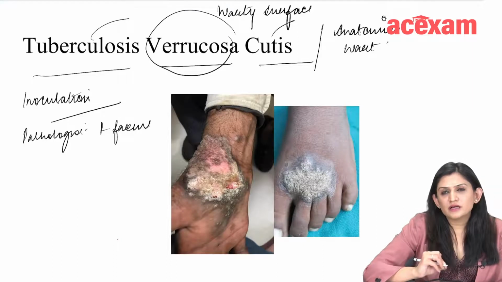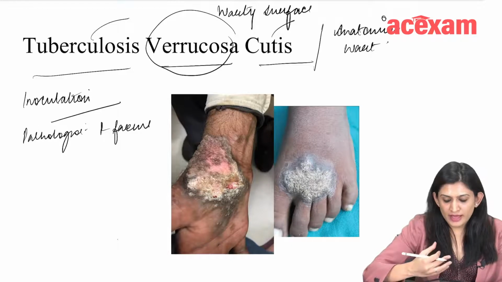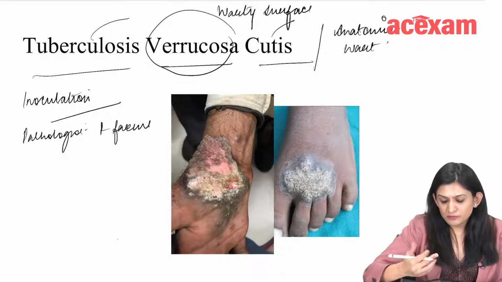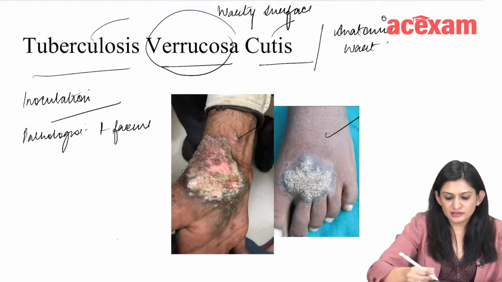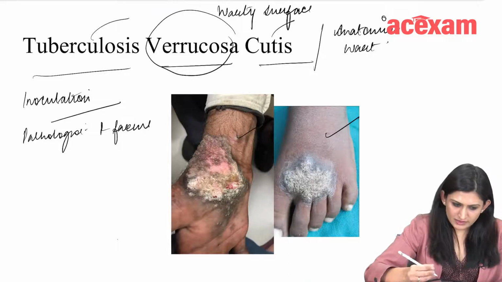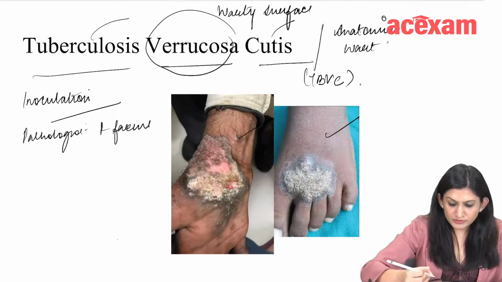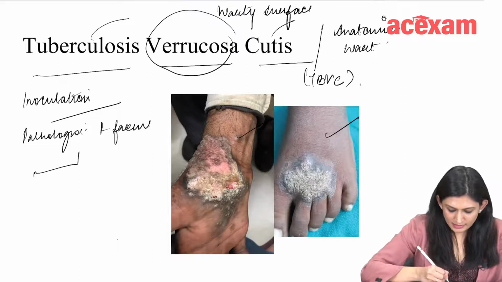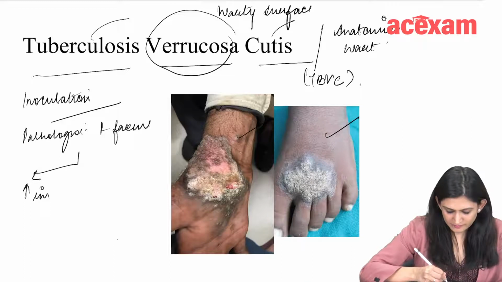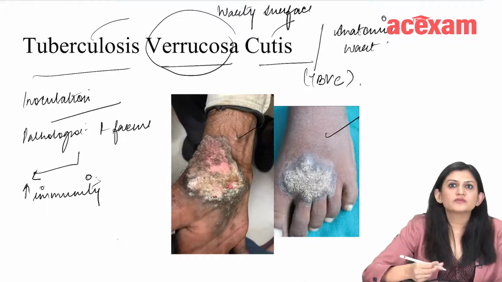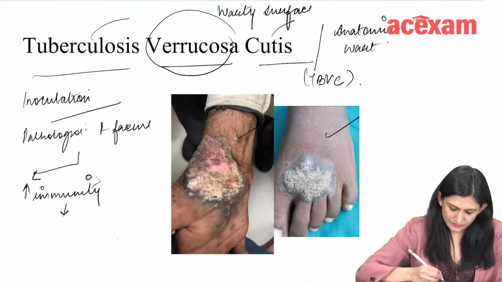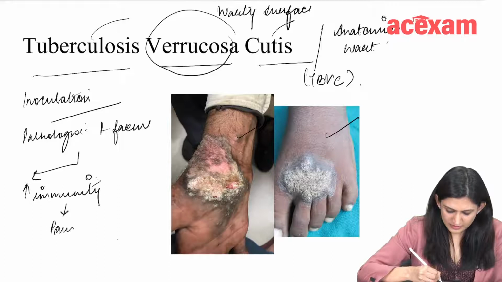Where would these lesions occur? All the exposed areas, so hands and feet, and the trauma-prone areas, would be the areas affected by TBVC, or tuberculosis verrucosa cutis. As we just discussed, TBVC will be caused in hosts which have high immunity. And if the host has high immunity, this would be a paucibacillary type.